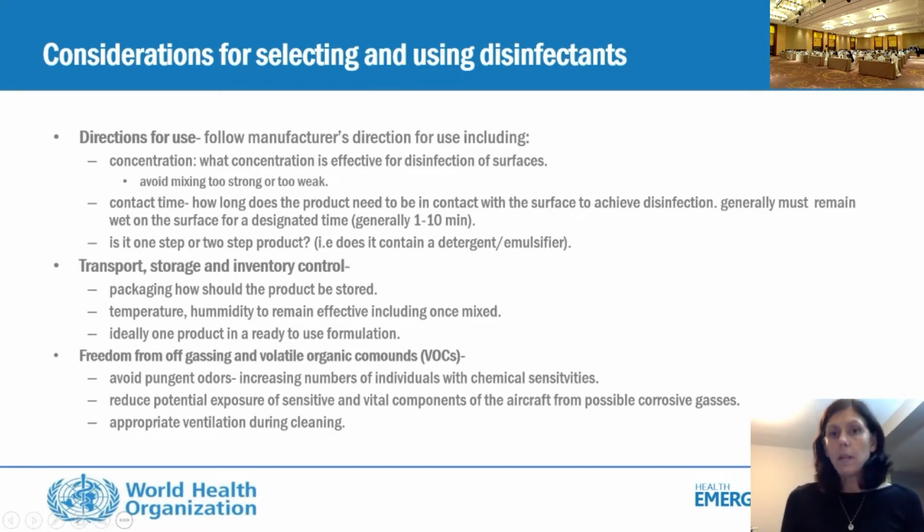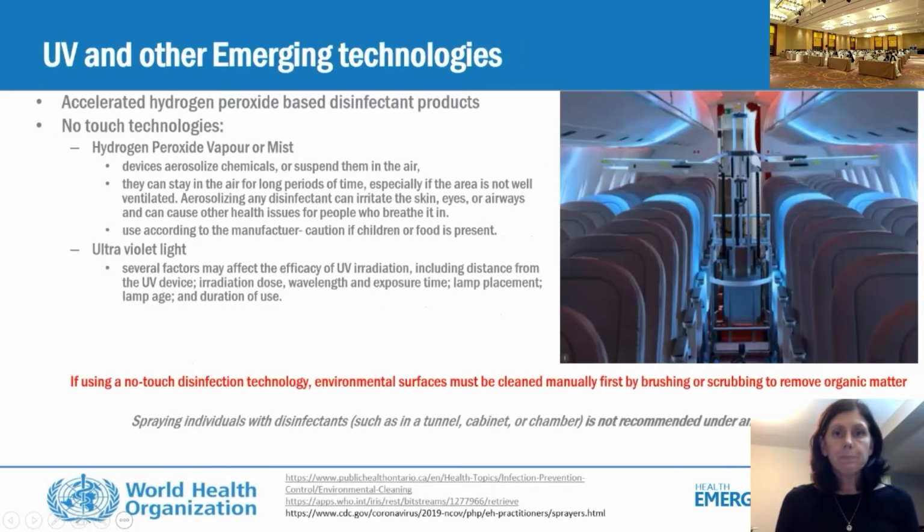And lastly, you want to make sure that there's freedom from any kind of gases or organic compounds. A lot of people have sensitivities now to chemicals. This can include the pungent odors as well as the various perfumes that may be added to make it a nicer smell. So you want to have as minimal smell as possible, plus reduce any exposure of sensitive items on the aircraft to potentially corrosive gases. So again, appropriate ventilation during cleaning and disinfection is very important.